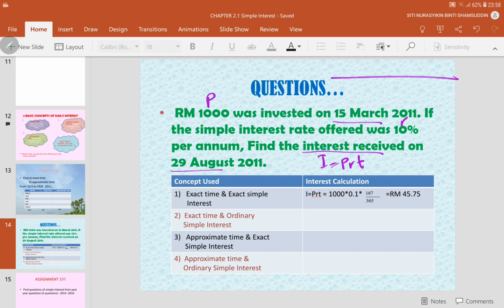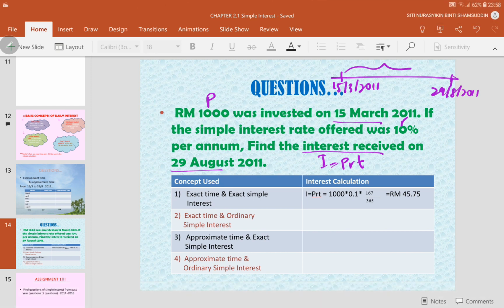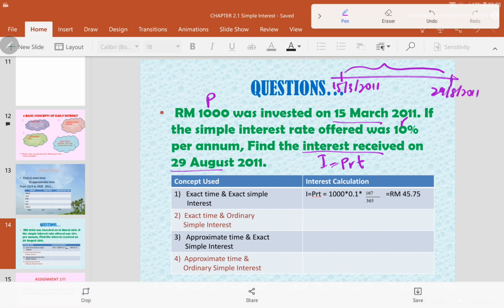So from 15 March 2011 until 29 August 2011, from 15 March until 29 August, you need to find the number of days. How many days do we have?